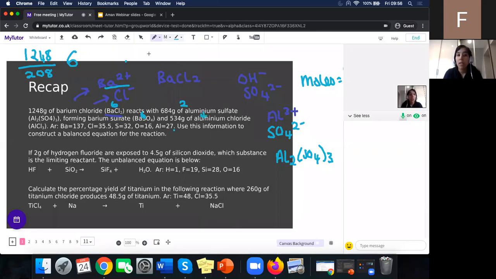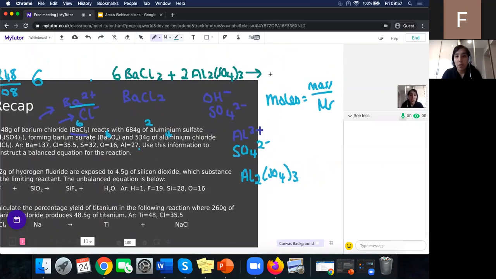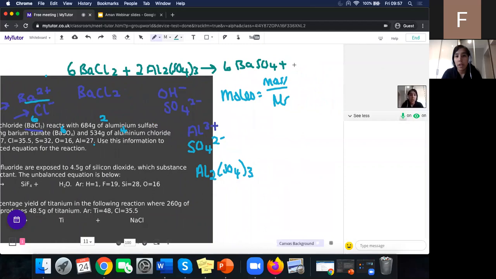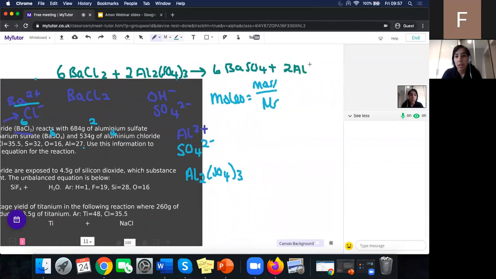We can write our balanced equation. So our balanced equation will be 6BaCl2 plus 2Al2(SO4)3, which then goes to 6BaSO4 plus 4AlCl3. Now, what you can hopefully see is that they're all even numbers.